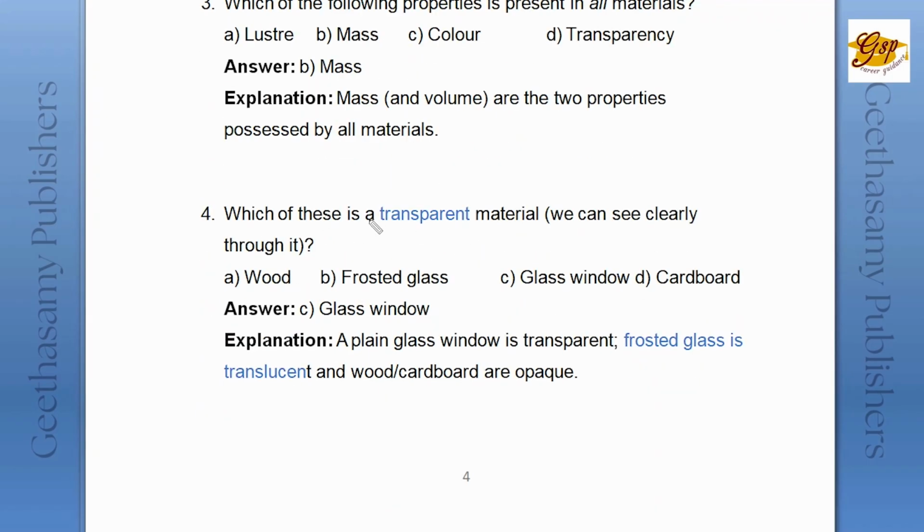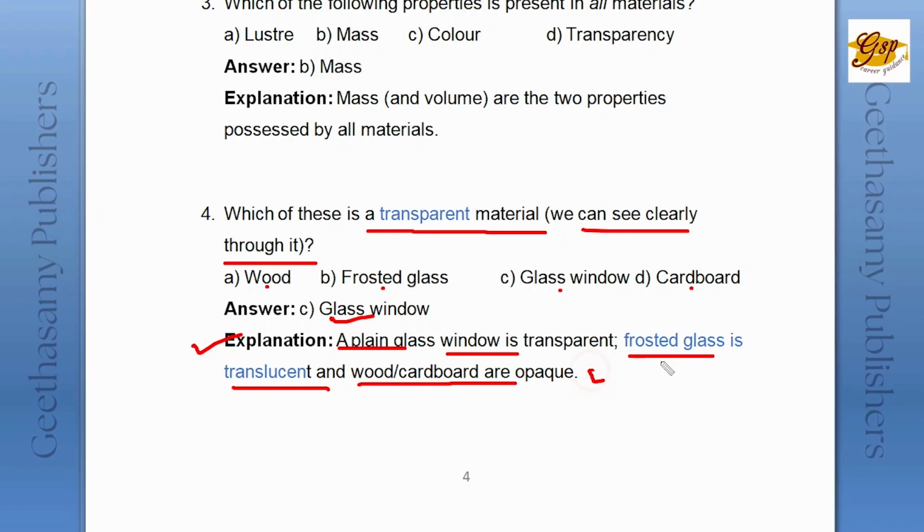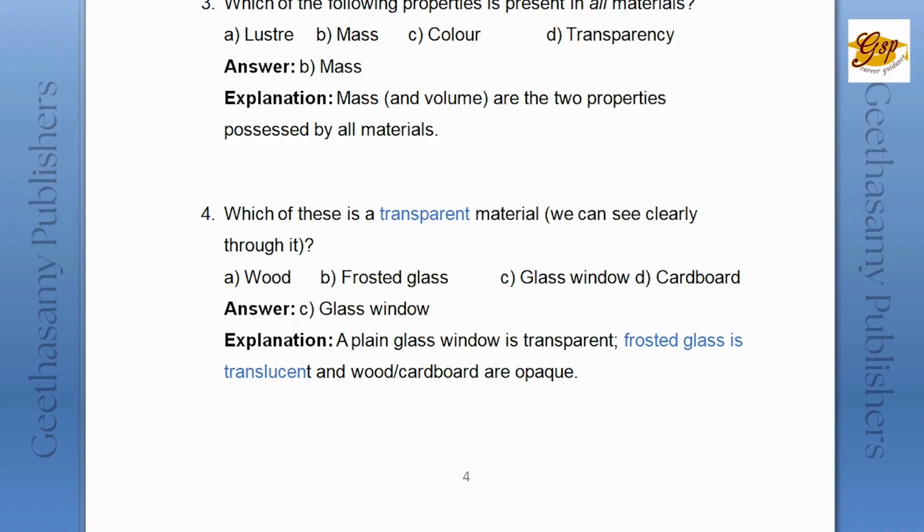Then fourth question. Which of the following is a transparent material? We can see clearly through it. Wood, frosted glass, glass window, or cardboard. Answer is glass window. Explanation: a plain glass window is transparent, frosted glass is translucent, and wood and cardboard are opaque. Right? Okay. Then fifth question.